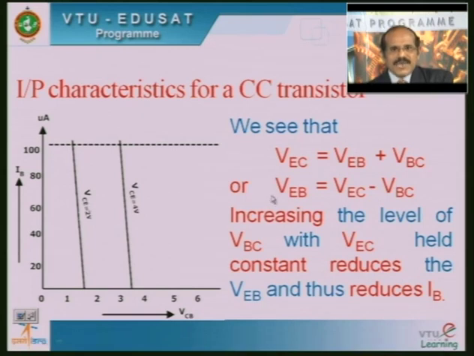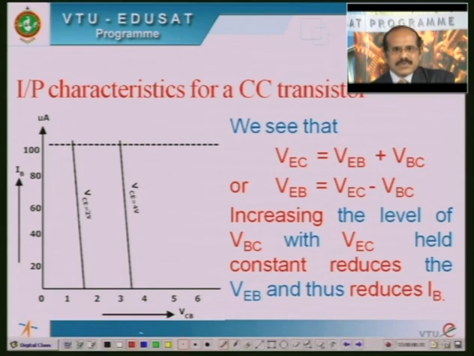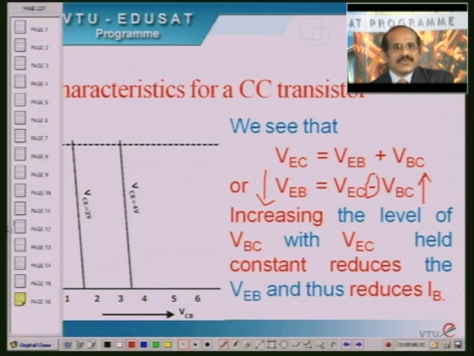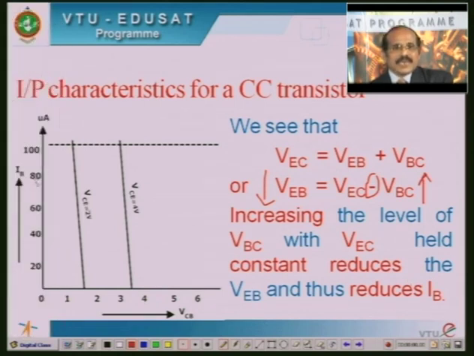So when VBE decreases, that is what I can note down here: whenever I increase VBC, VBE will decrease. It is only because of the negative sign attached to VBC here. So when VBE decreases, naturally what happens to IB? IB will decrease. So IB is getting decreased here.